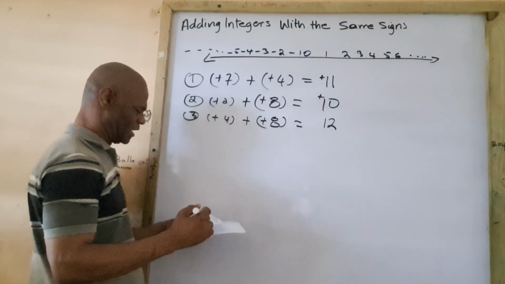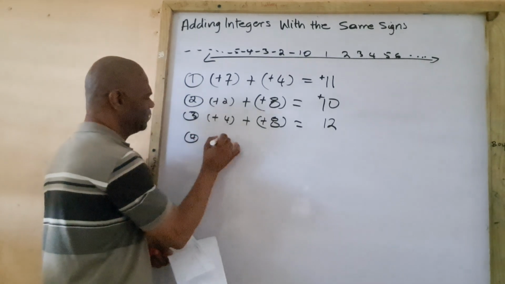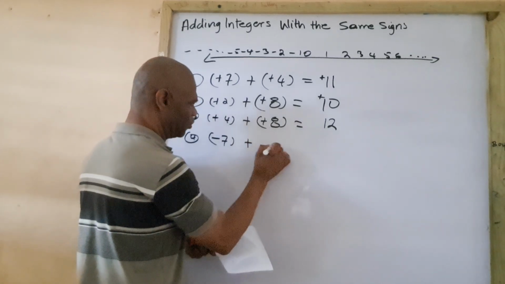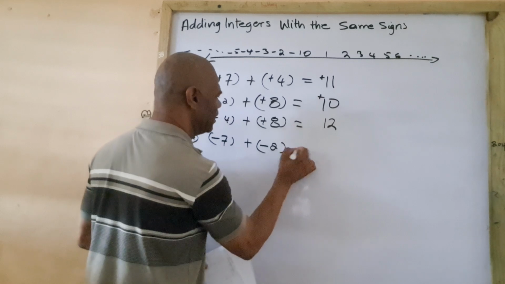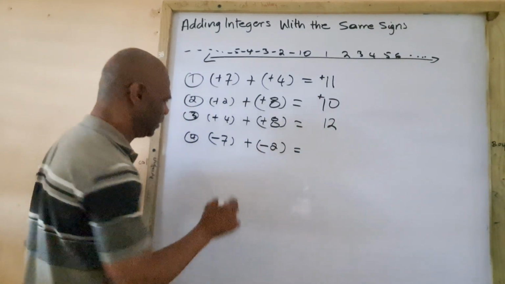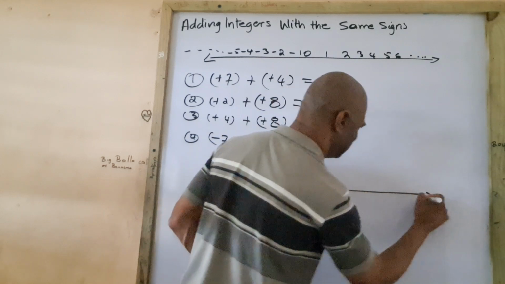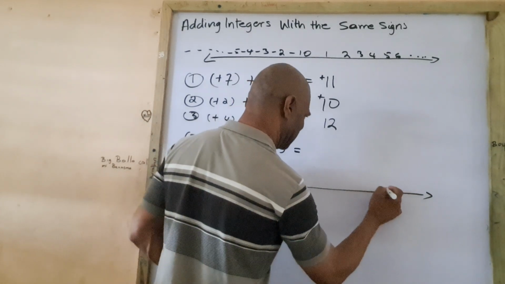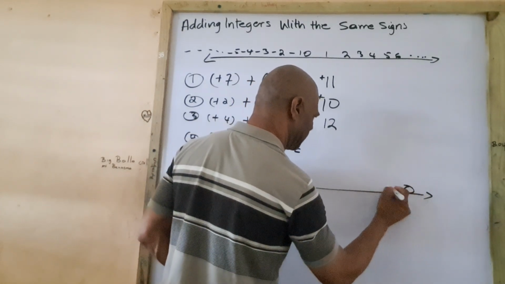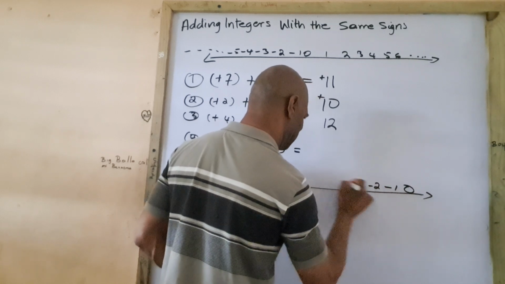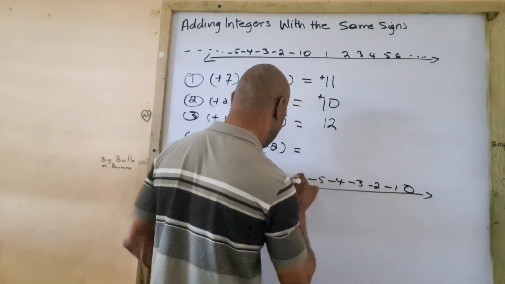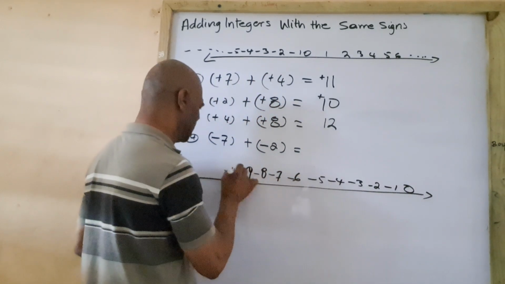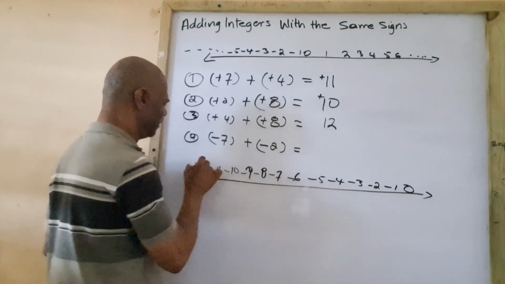Good. Now let's look at this. We have negative 7 plus negative 2. Now let's put this on the number line and see what we get. So we have our number line here. So we can start at, let's start at 0 here. Negative 1, negative 2, negative 3, negative 4, negative 5, negative 6, negative 7, negative 8, negative 9, negative 10, negative 11, negative 12. Right?